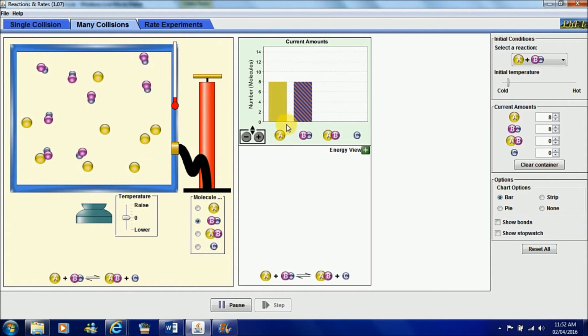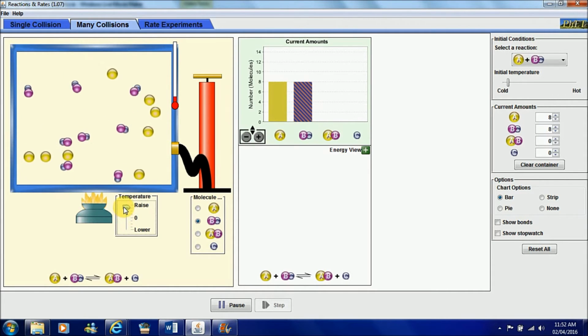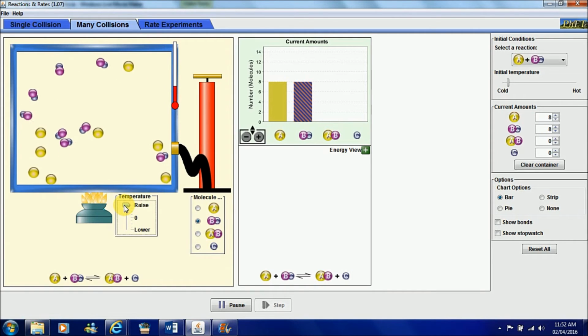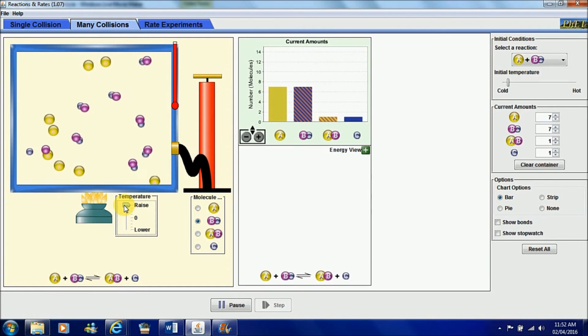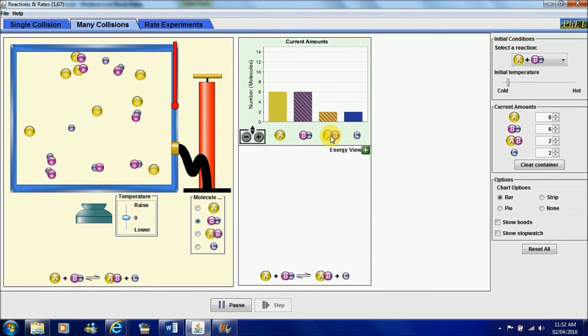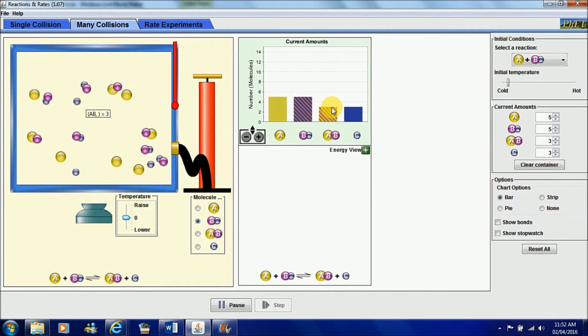Now, if I increase the temperature within this reaction, you'll notice that the molecules start moving very rapidly and that collisions become more frequent. You'll also notice that more of those collisions are resulting in products being formed.